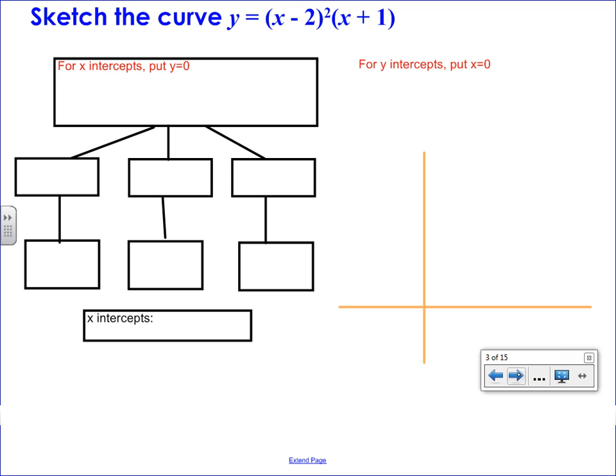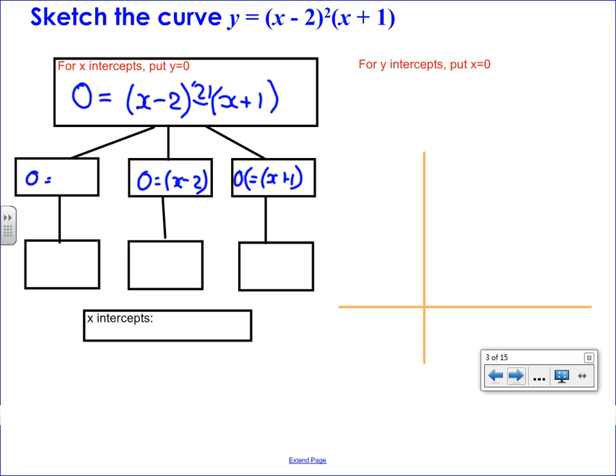Same thing. For the x-intercepts, we're going to put y as naught. So we've got 0 equals x minus 2 squared, x plus 1. Break it up into its three separate factors, because there's 3 factors there. Right, well, I know I've got 0 equals x plus 1 there. And then the squared tells me that I've got that bracket twice. So x minus 2 and x minus 2. All cubics are made up of 3 factors. In this case, 2 of the factors are the same, but there's still 3. So this should give you 3 roots.